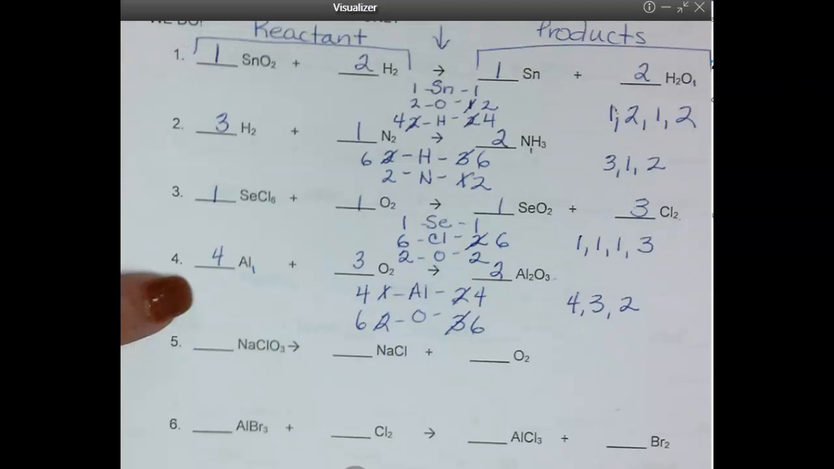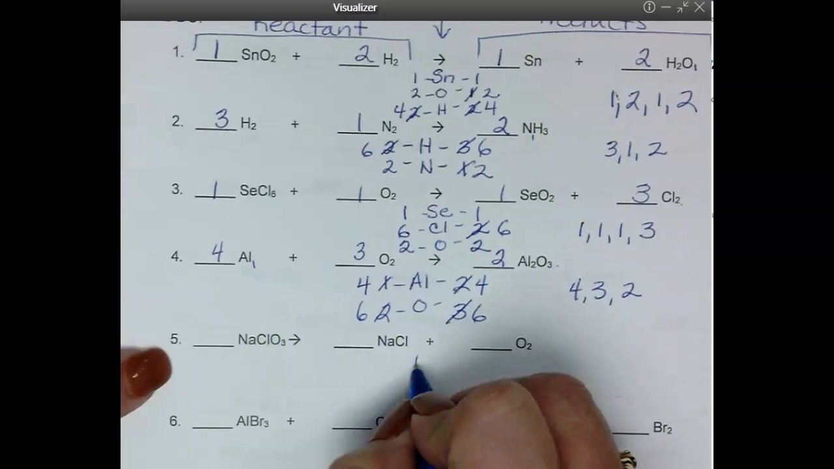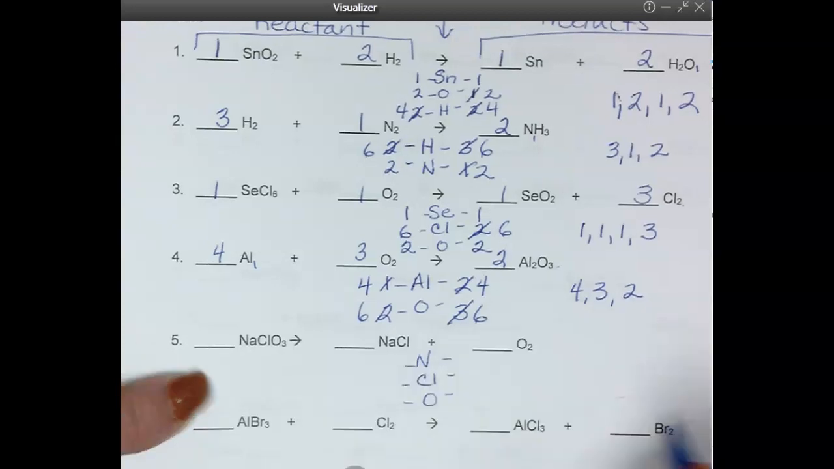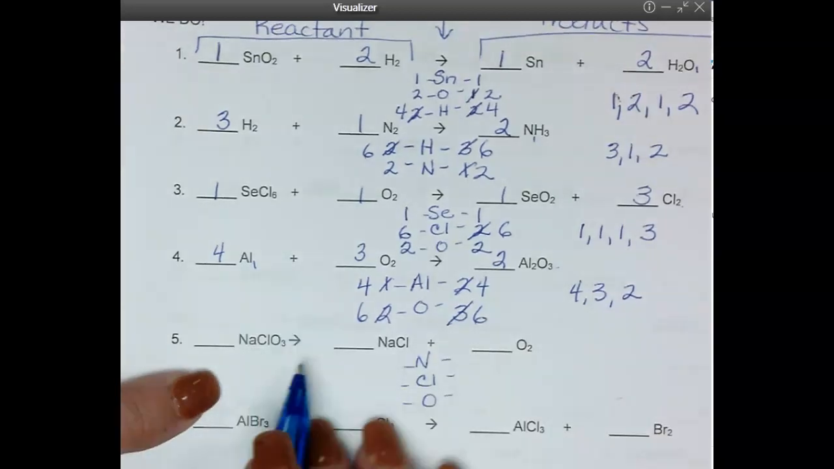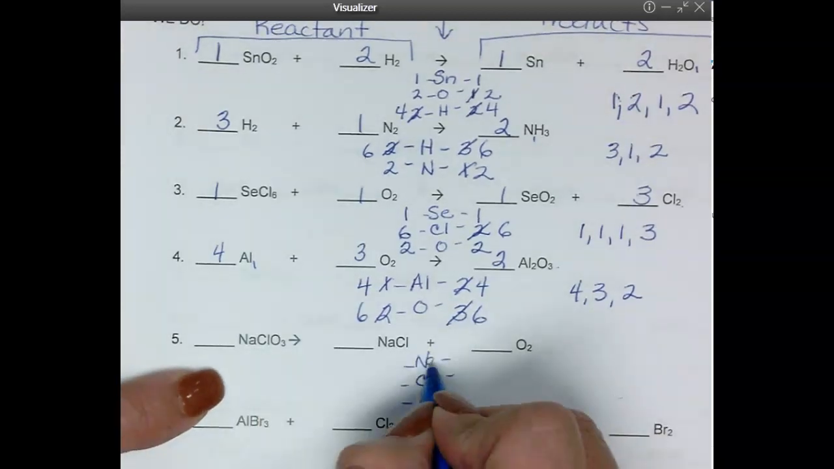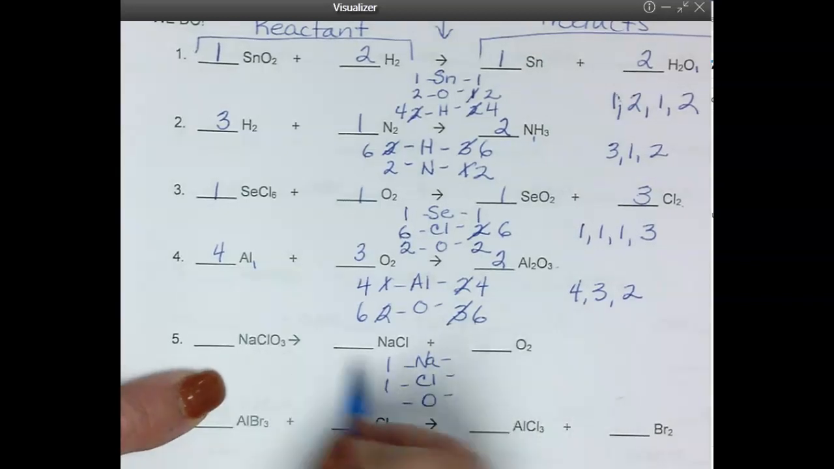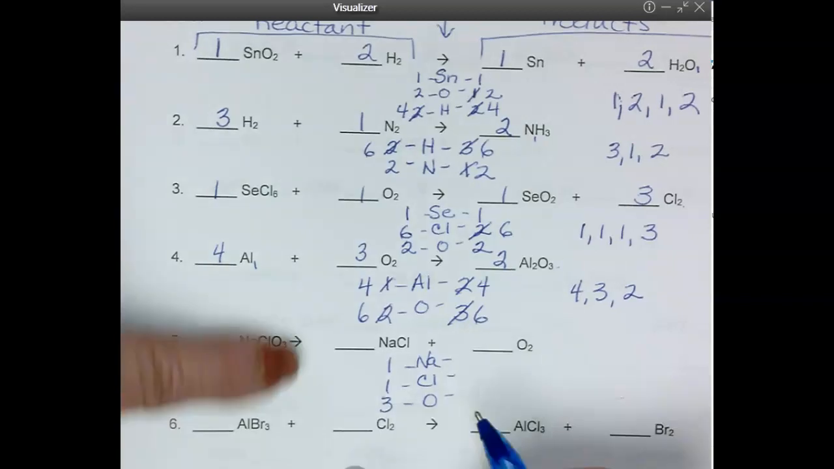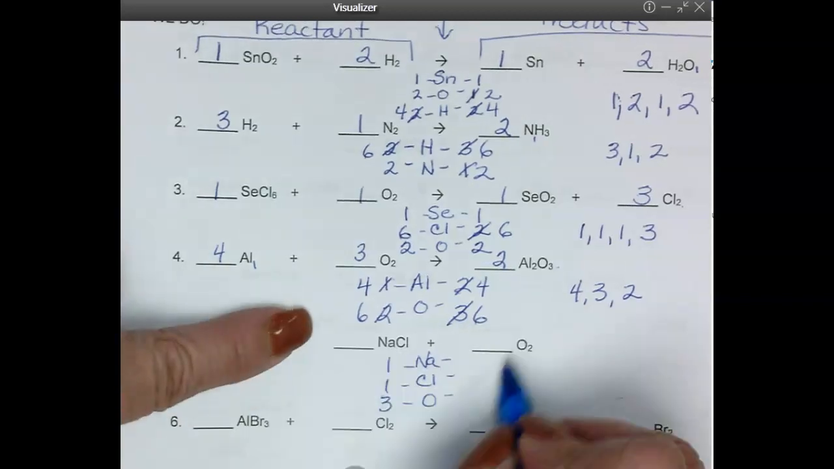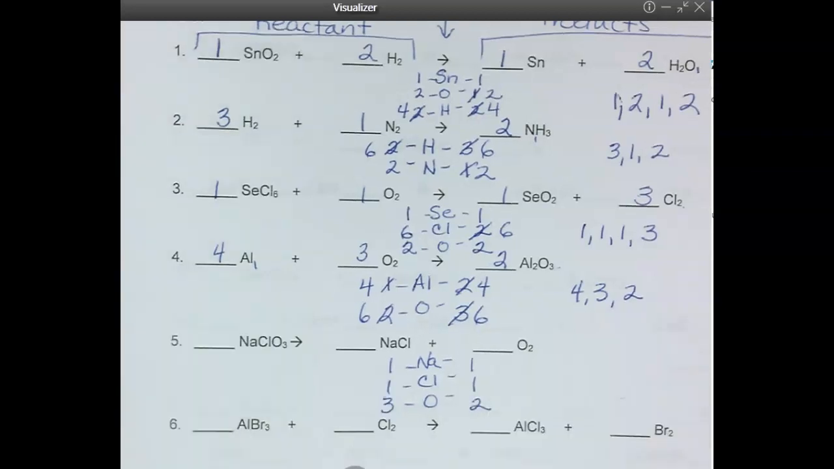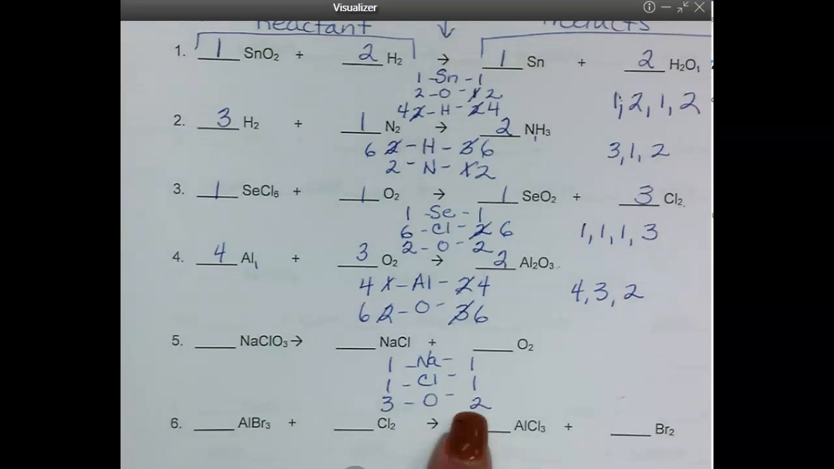Okay, let's see if we can get through a couple more. Sodium, chlorine, oxygen. Sodium. Now, be careful. Whoops, I put nitrogen. Sodium. I have 1 chlorine, 3 oxygens. On this side, I have the 1 sodium, 1 chlorine, and 2 oxygens. So this one's very similar to the last one I did. I've got the 2 and the 3.